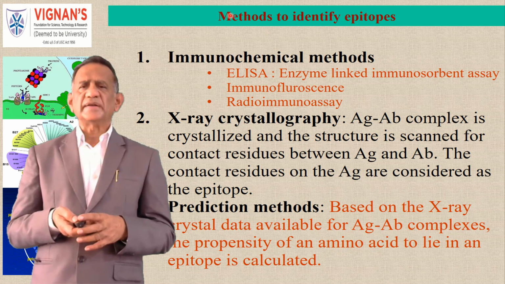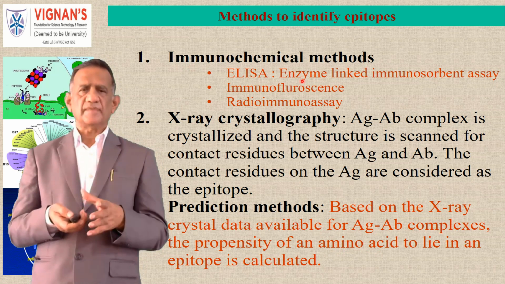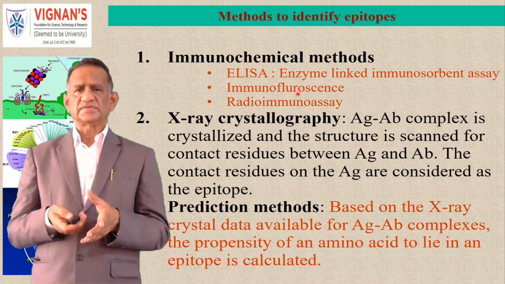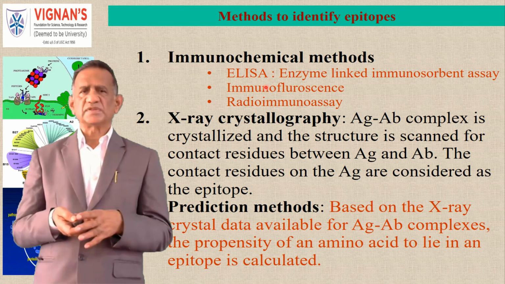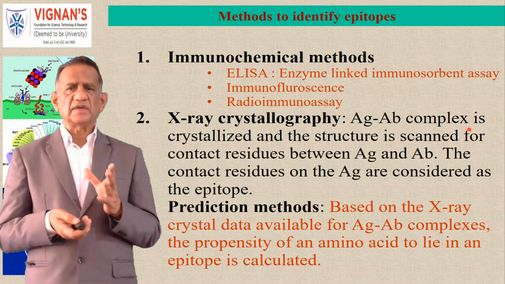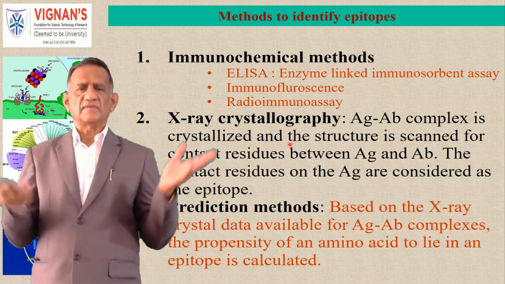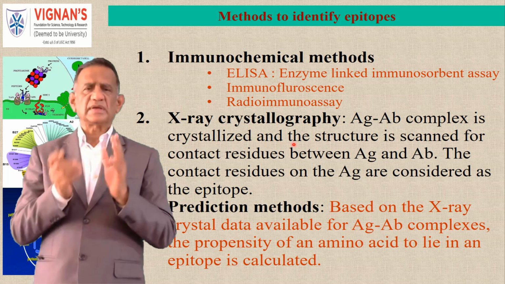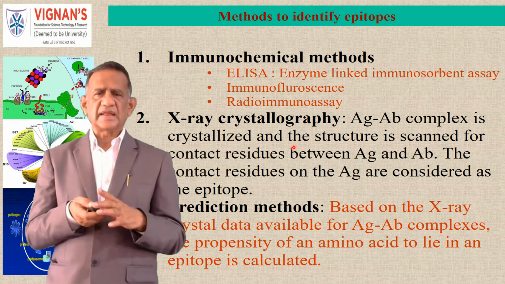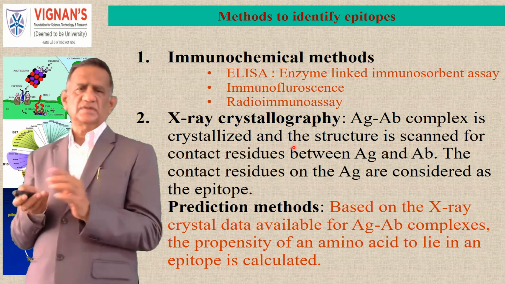So now, methods to identify epitopes. Usually we adopt immunochemical methods like ELISA, immunofluorescence and radioimmunoassay. Basically, ELISA and immunofluorescence we do. And X-ray crystallography structures are a little bit costly. The antigen antibody complex has to be done. It is not available in all laboratories. We can send the sample for this analysis. Okay, we will ultimately be getting the PDB structure.